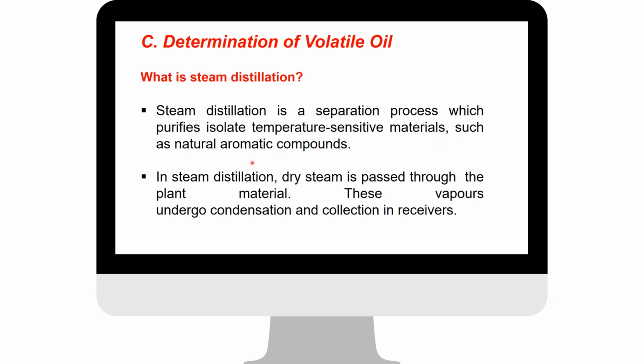Most of the industry and laboratories use this method to isolate temperature sensitive aromatic compounds such as oils. So in steam distillation, dry steam is passed through the plant material. In the boiling flask, we have the plant material with the water. So the dry steam passes through the plant material. These vapors, after they convert into vapor, undergo condensation in the condenser, and then they separate into two phases and are collected in the receivers. So this is all about steam distillation. In the coming slide, we will see more in detail. So let us move.